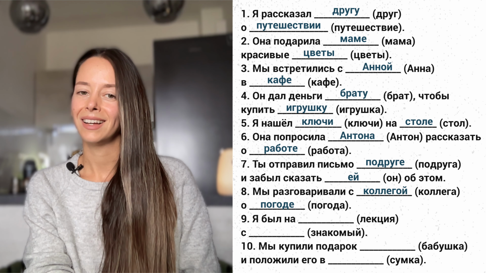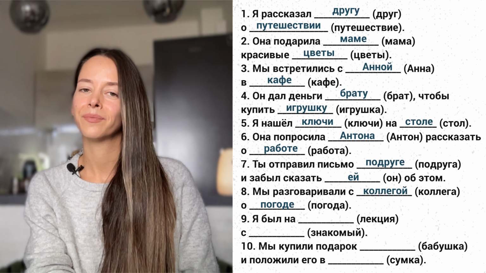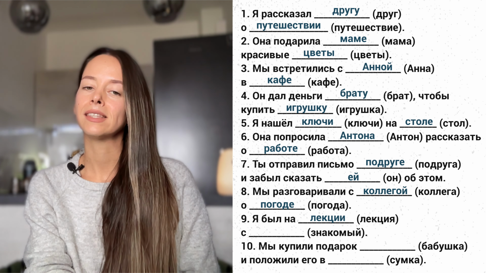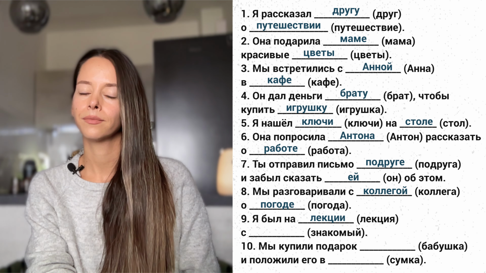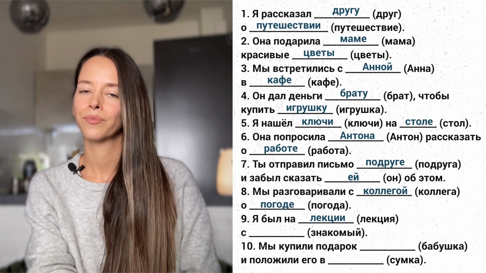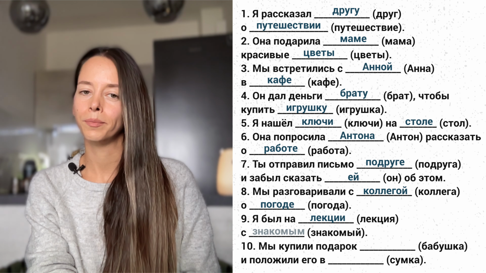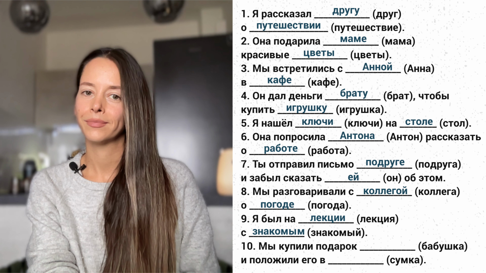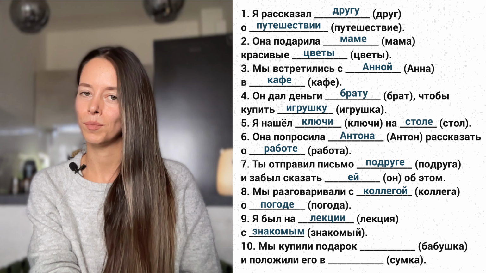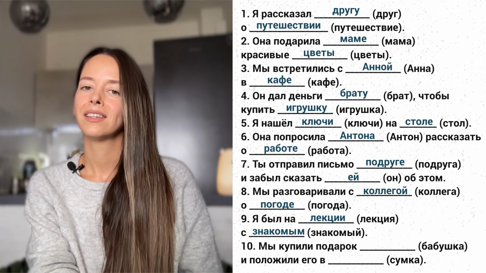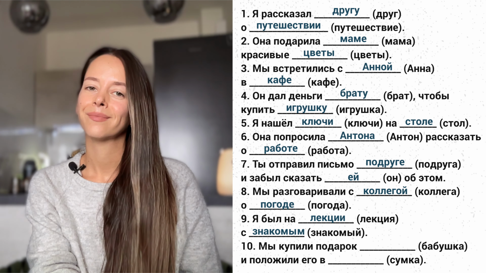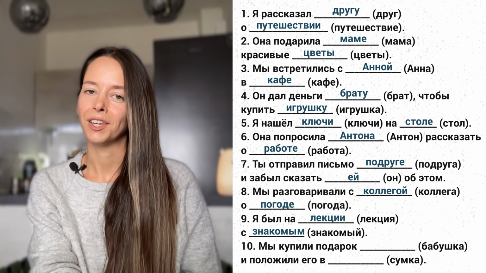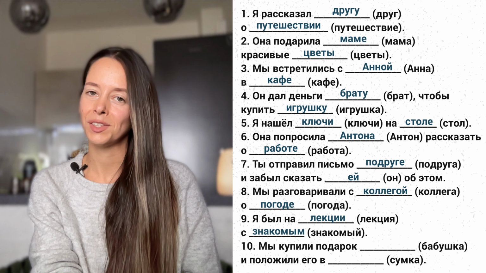Я был на лекции с знакомым. Я был на лекции с знакомым. Here лекция is in the prepositional case. С кем? Знакомым. Here знакомый is in the instrumental case.